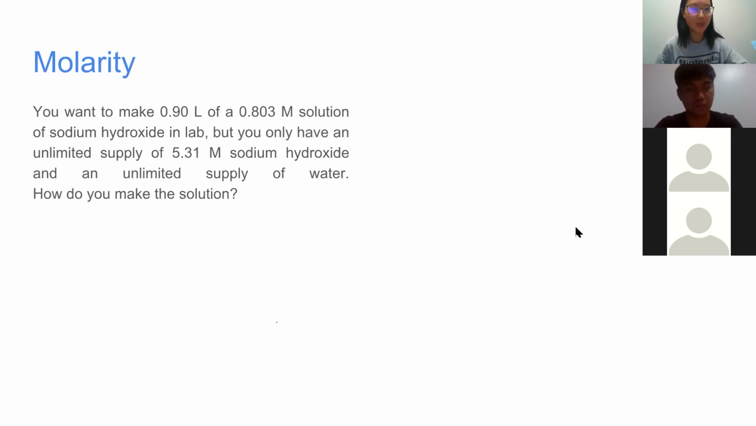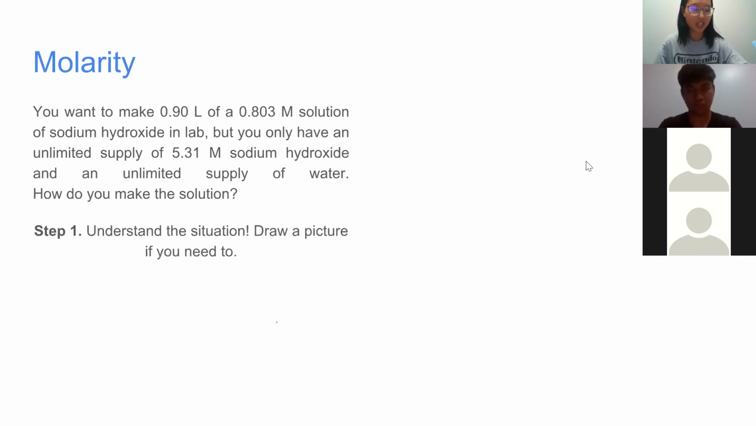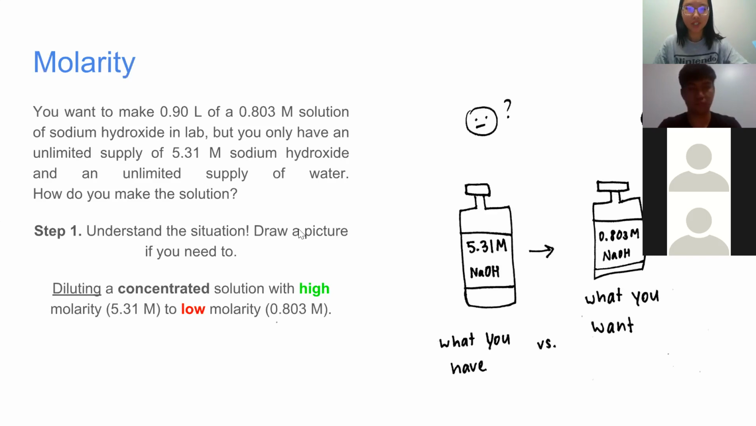So you want to make 0.90 liters of a 0.803 molar solution of sodium hydroxide in lab, but all you have in lab is an unlimited supply of 5.31 molar sodium hydroxide and water. So how do you make the solution? The first step is to understand your situation and draw a picture if you need to. So here's what I drew.